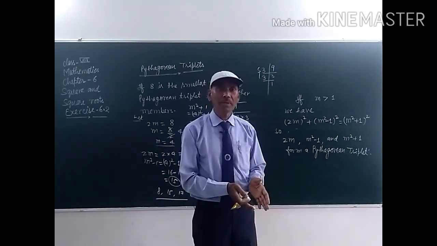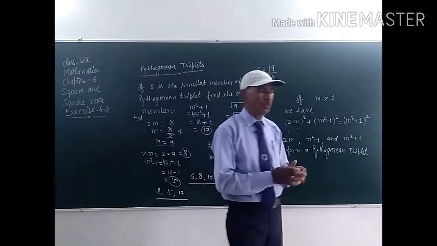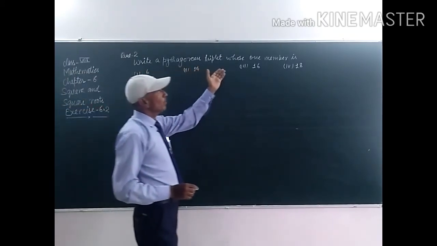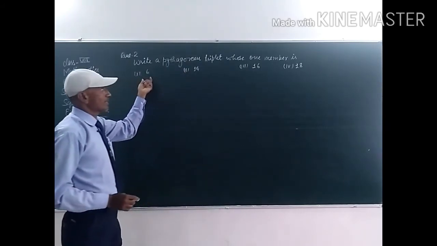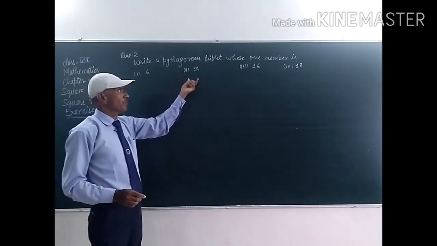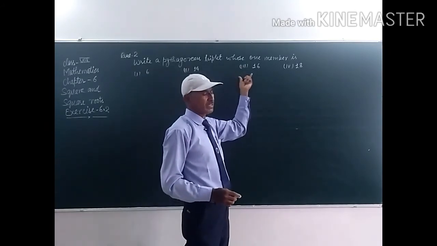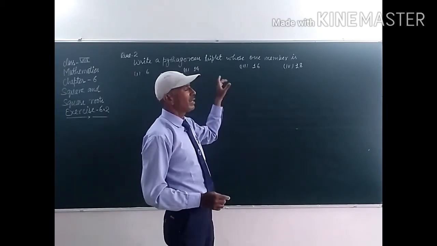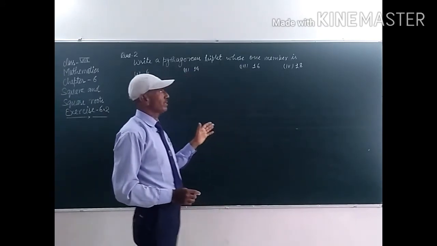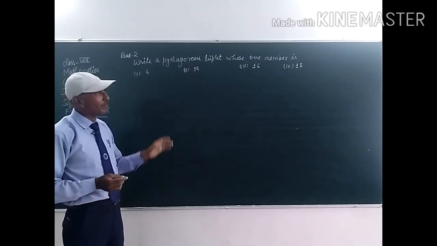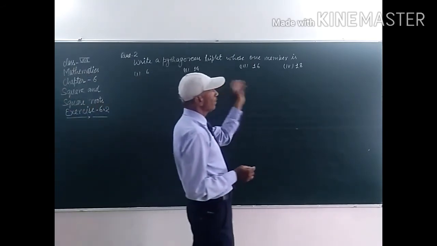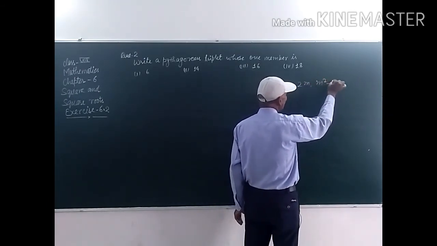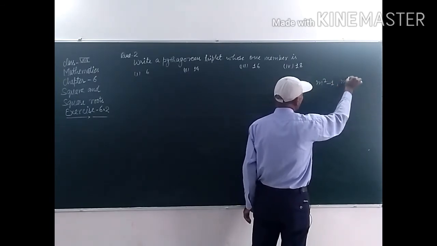Now we have to solve the questions from exercise 6.2. This is question number 2, students, and in this we write a Pythagorean triplet whose one member is 6. In the second part, one member is 14, in the third part, one member is 16, and in the last part, one member is 18. Now we have to find the other members of the Pythagorean triplets, because these numbers form a Pythagorean triplet, students. So these numbers will follow this rule: 2m, m squared minus 1 and m squared plus 1.